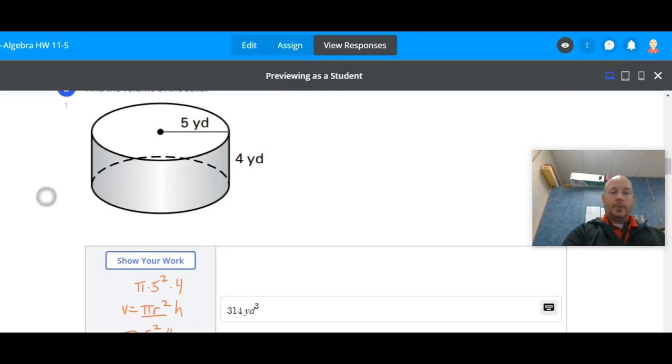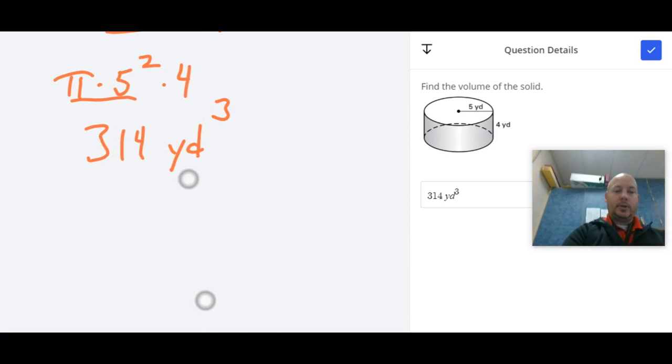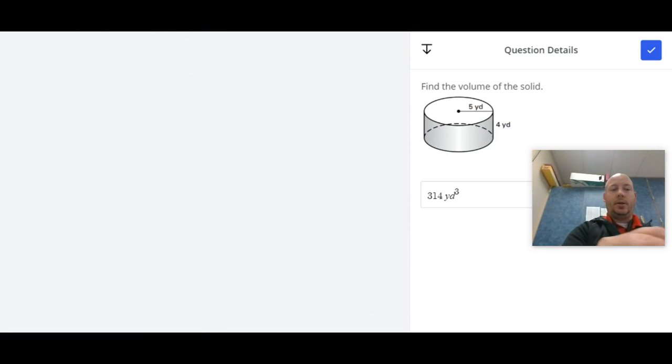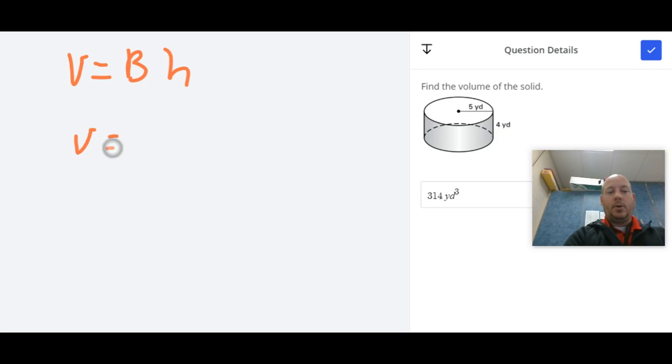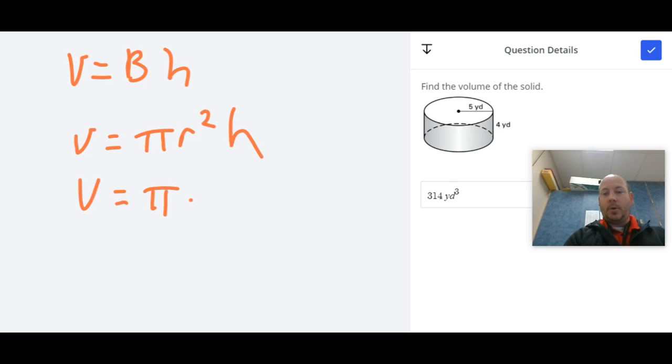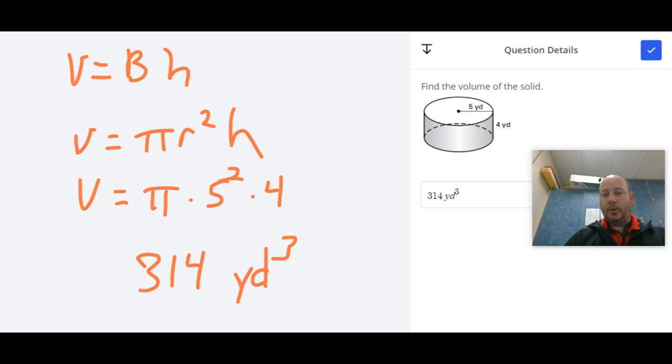Now, a cylinder is our next shape. On a cylinder, again, we're just going to modify the formula to fit a cylinder. The area of the base is a circle, so we're going to go pi r squared, and then our height, multiplied together. In this case, I would go pi times radius 5 squared times my height. Punch that into a calculator, and you get about 314 cubic yards.